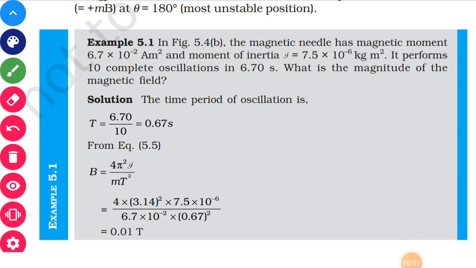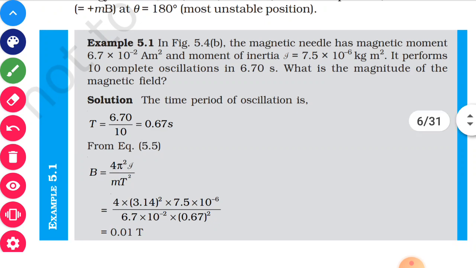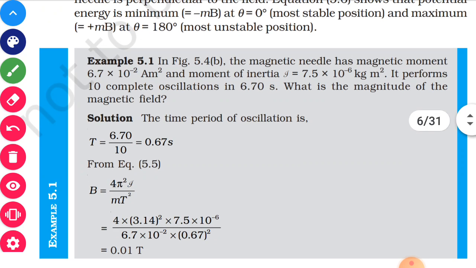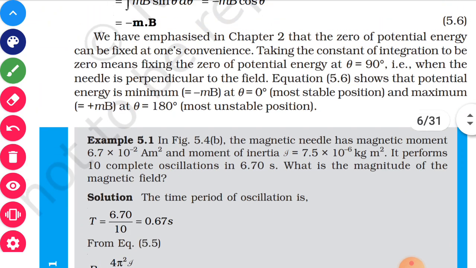Example number 5.1. There is a figure 5.4b. The magnetic needle has magnetic moment 6.7 × 10^-2 ampere meter square and moment of inertia 7.5 × 10^-6 kilogram meter square. 10 complete oscillations it performs in 6.7 seconds. What is the magnitude of the magnetic field?